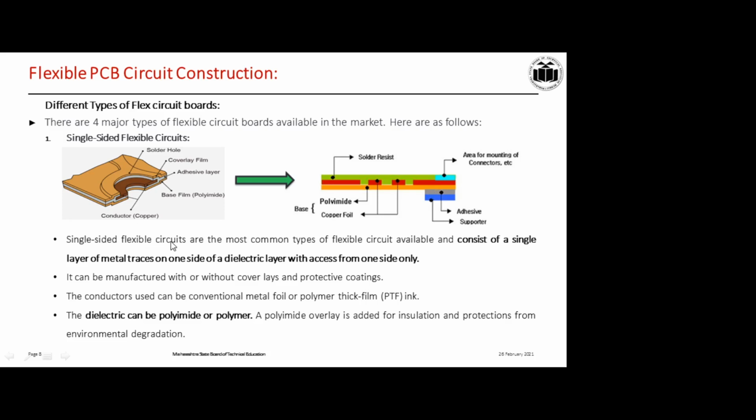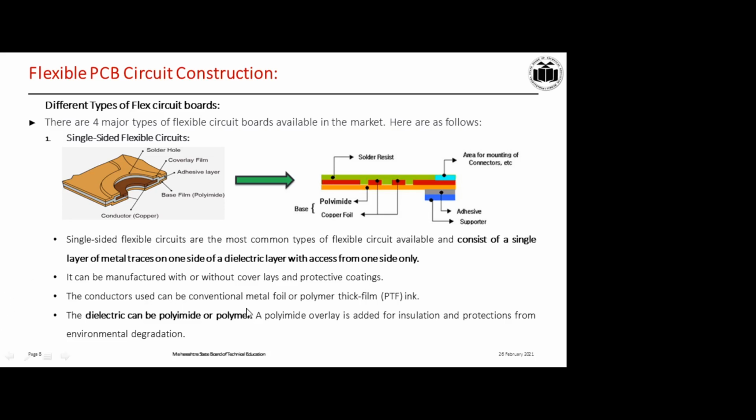Now the single sided flexible circuits are the most common types of flexible circuits available, which consist of a single layer of metal trace on one side of a dielectric layer with access from one side only. The name indicates single sided. After the dielectric substrate, there is a conductor layer. Now it can be manufactured with or without coverlay. So in this single sided flexible circuit, there may be a protective coating, or it can be designed without the protective coating.